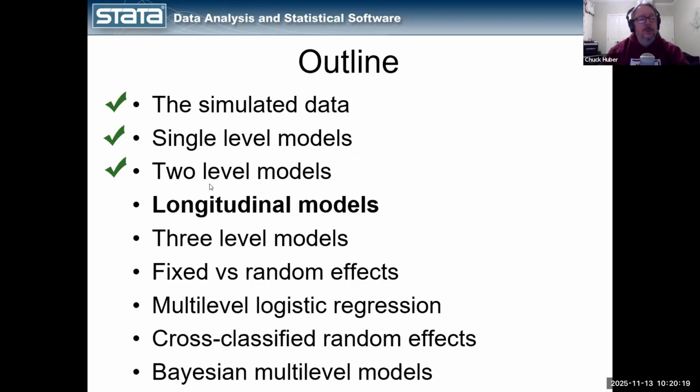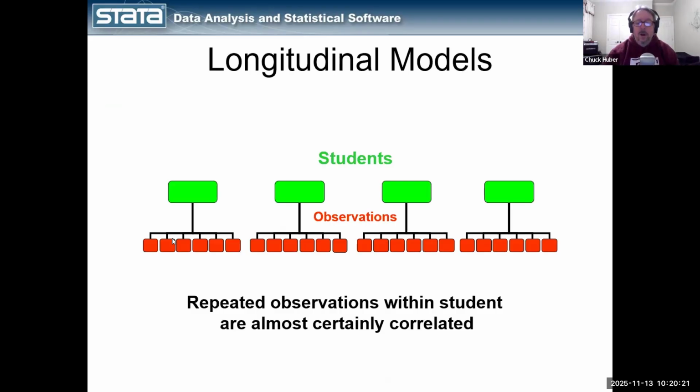Now let's talk about longitudinal models. So if I go back through again and talk about observations, now the red dots represent the repeated observations within students. So remember, I have test scores at age 14, 15, 16, and so forth. Each of those red dots represents a test score at a different age, and the green boxes now represent students. So the repeated observations are nested within students, and because they are all reported from the same student, they're almost certainly correlated. Unless the students are just randomly guessing on the tests, the same student taking the same test is probably going to be correlated.